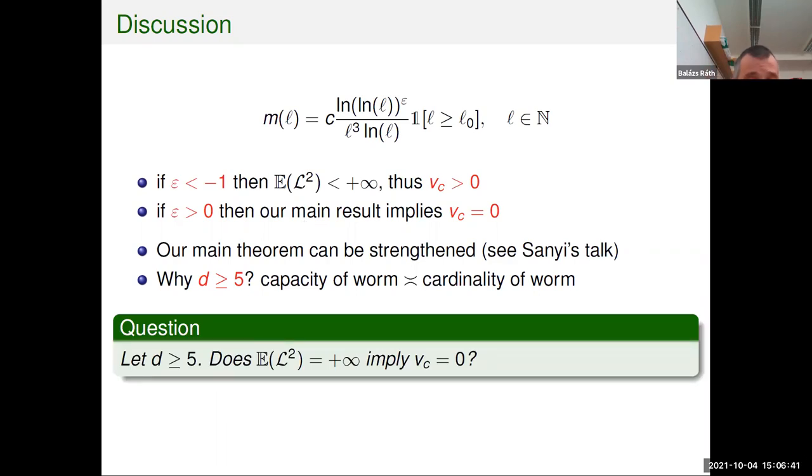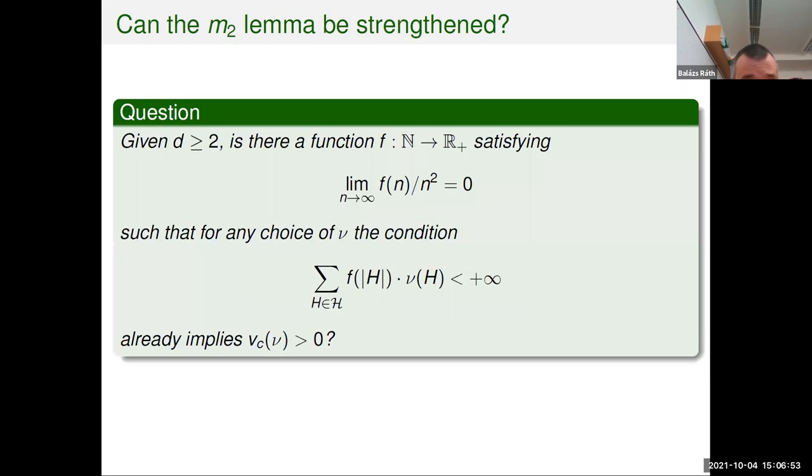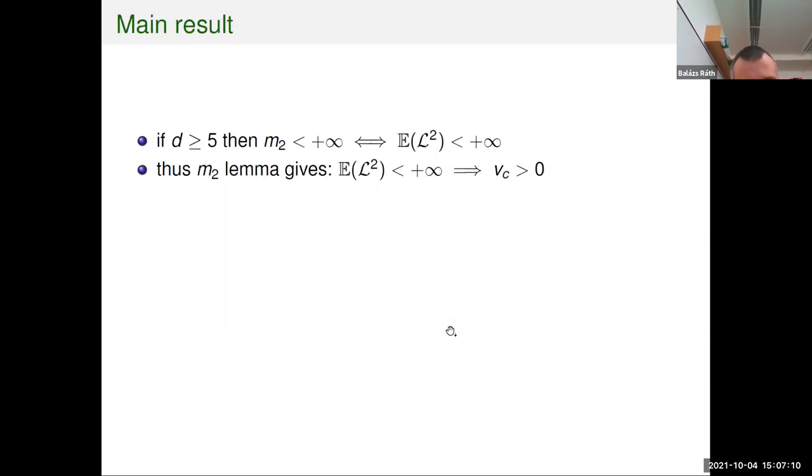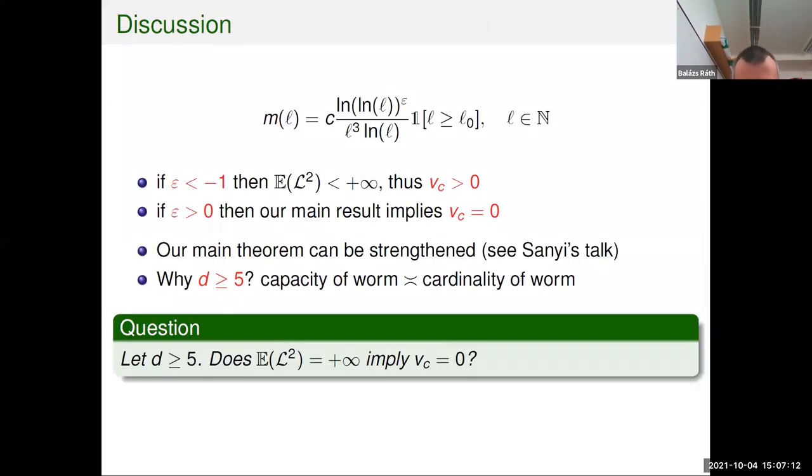Nevertheless, we are a bit dissatisfied with our result, because of the previous result of Guéret here. This result is very nice because it's definitive. For the Bohls model, if the first moment is infinite, then you don't have a phase transition. If the first moment is finite, then you have a phase transition. And our result is not as good as this. So let's pose it as an open question.